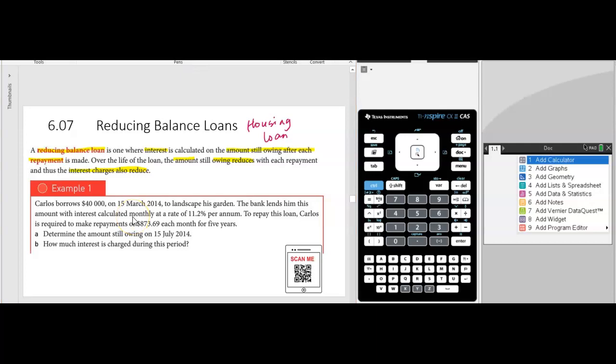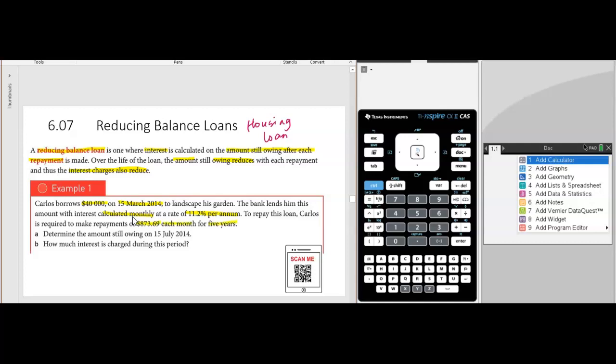Now let's look at example 1. Carlos borrowed 40,000 on the 15th of March 2014 to landscape the garden. The bank lent him the amount with the interest calculated monthly, you need to take note, and the interest is 11.2% per annum. To repay the loan, Carlos made a repayment of 873.69 each month for the course of 5 years.